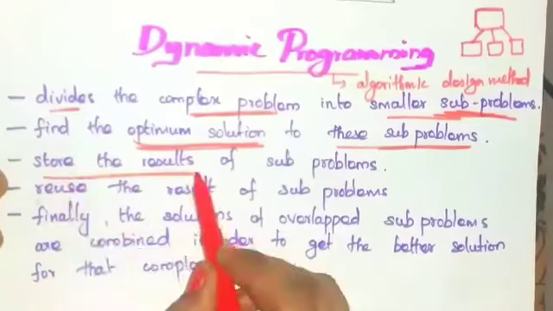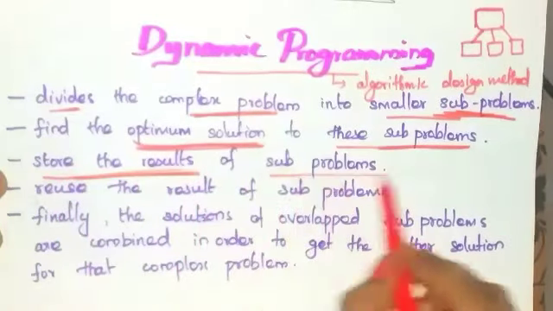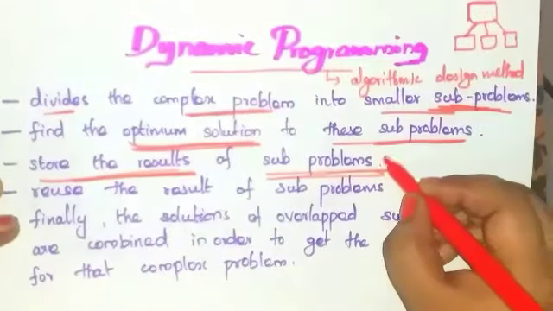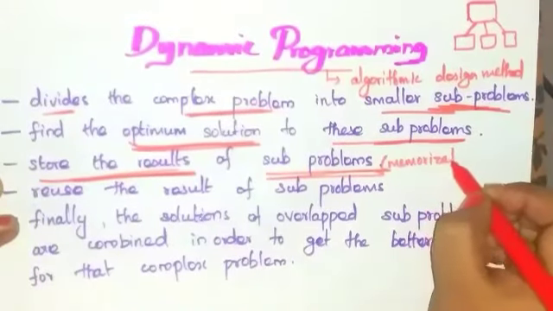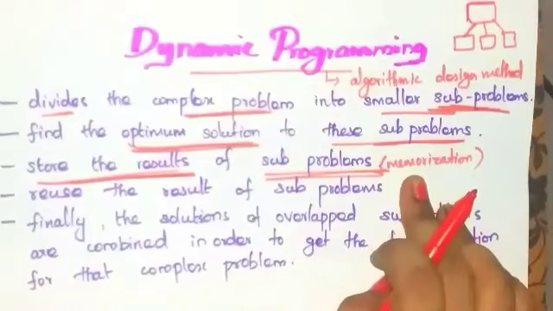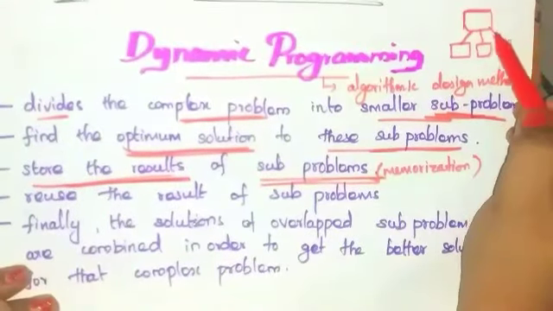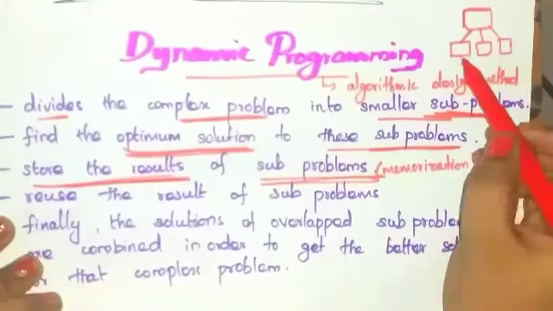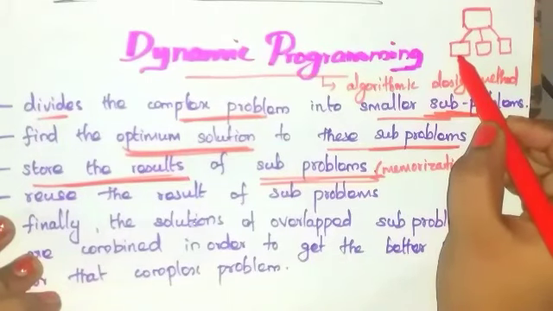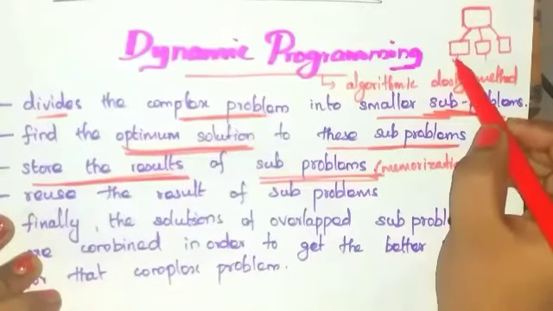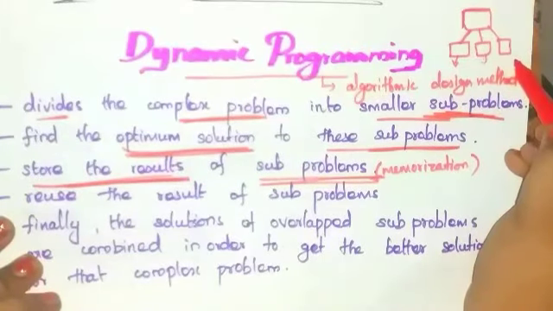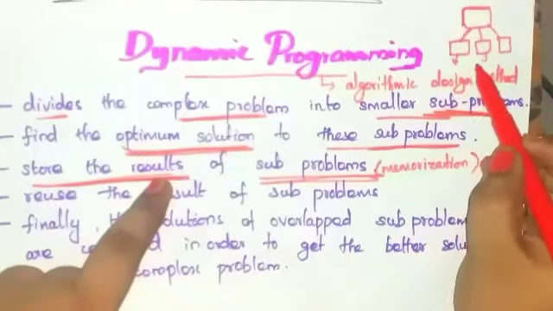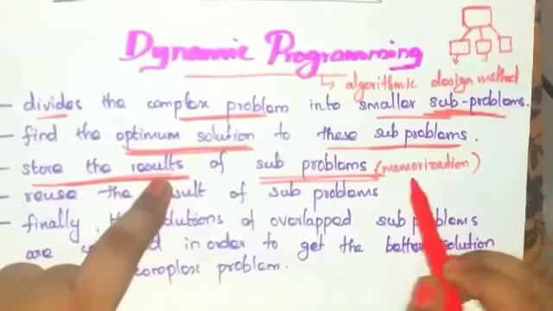Next point, store the results of subproblems. This is called memorization. What do you mean by memorization? The complex problem is divided into smaller subproblems, and each subproblem has one solution. Storing those solutions of subproblems is called memorization.